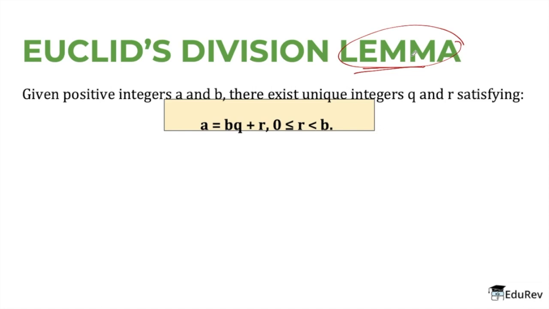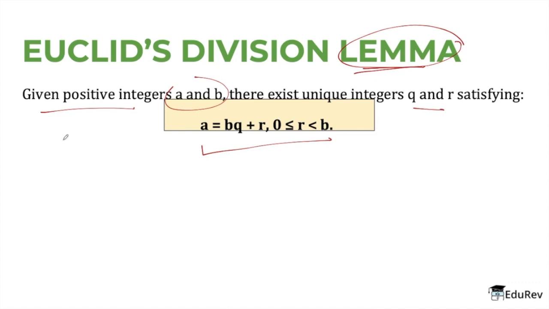And this is why there is Euclid's division lemma. Because there is this statement that was given by Euclid: given positive integers a and b, there exist unique integers q and r satisfying this. Now you might be thinking that this seems very difficult to understand. But trust me, it's easy.